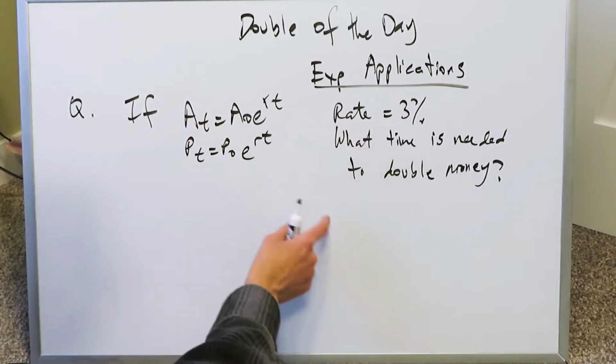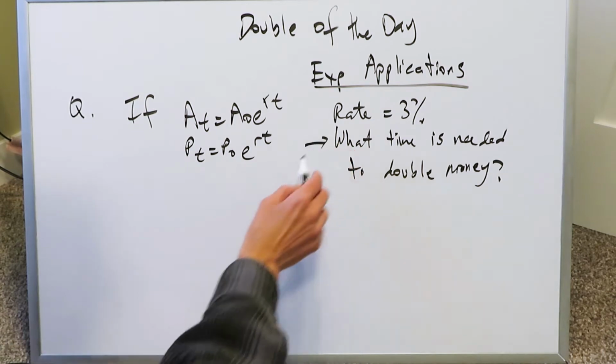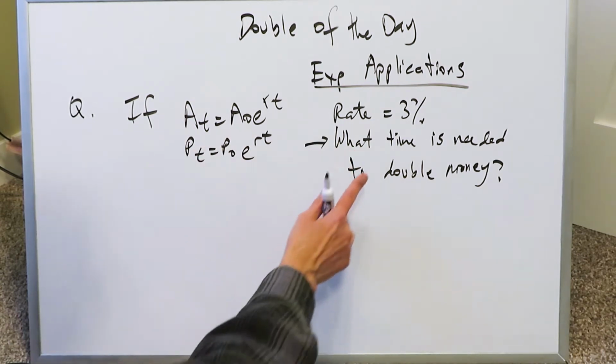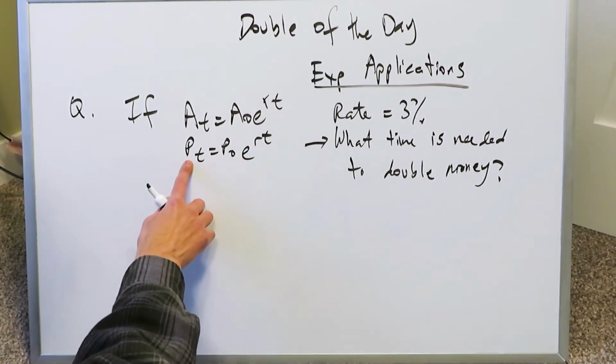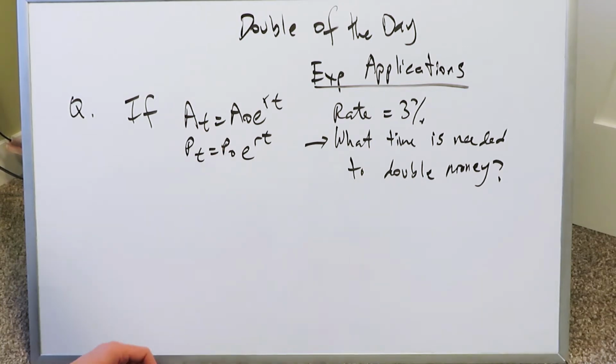We have here a rate equal to 3%. Our question is exactly this. We're looking at continuous compound interest. What time is needed to double your money? You see how I've not given you your initial, nor your final amount of money, but you don't need it. You have to think about everything here with regards to algebra.